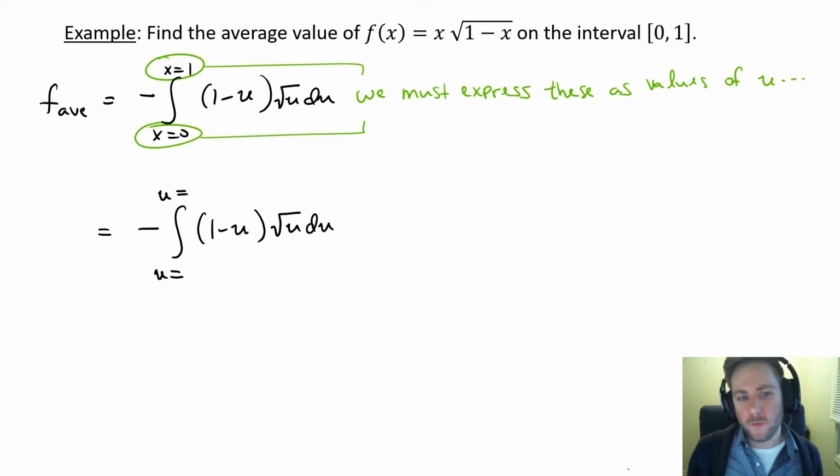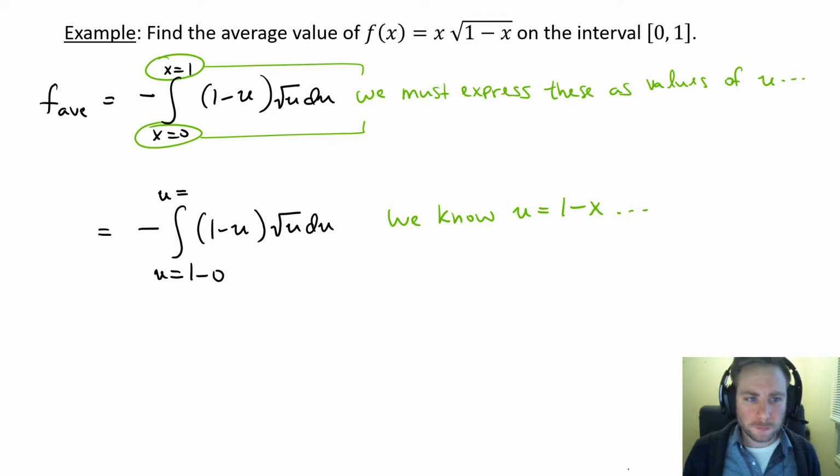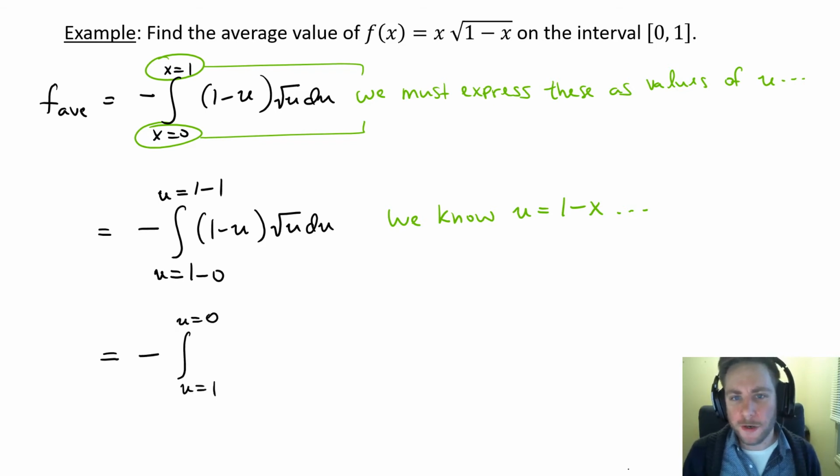Well, to figure that out, we can make use of the fact that we know u is equal to 1 minus x. So for the bottom limit, we had x equals 0, and that would imply u is 1 minus 0. And at the top, we had x equals 1, which would imply that u is 1 minus 1. Both of those were just computed using the formula u equals 1 minus x. If we simplify those values, we end up with u equals 1 on the bottom and u equals 0 on the top. And now that everything's been expressed in terms of u, we're almost ready to find our antiderivative. But to prepare for that, I'm going to express root u as u to the 1/2.